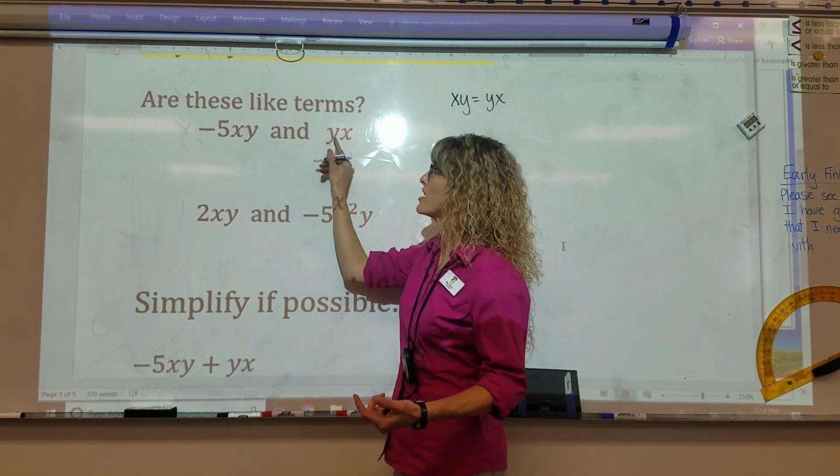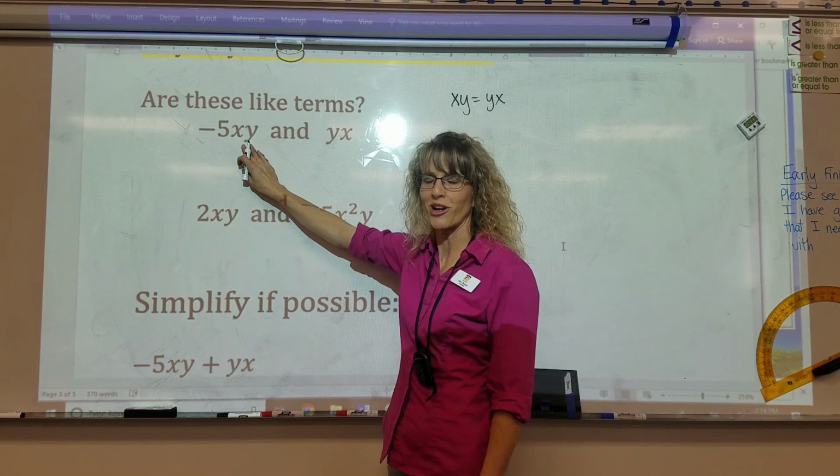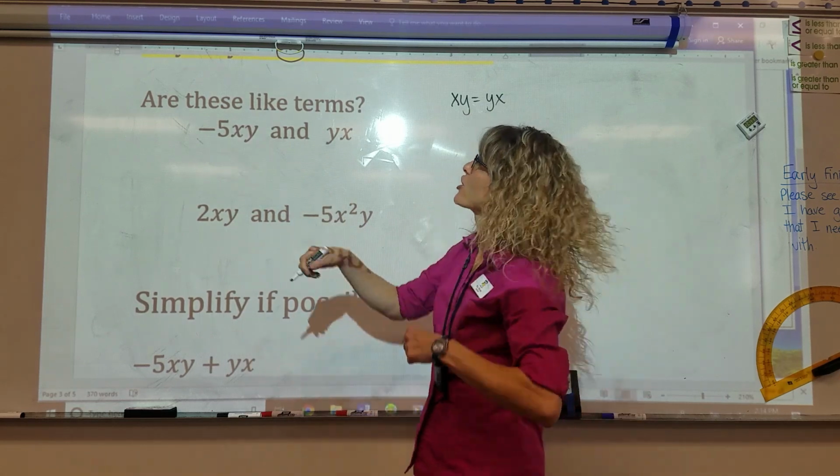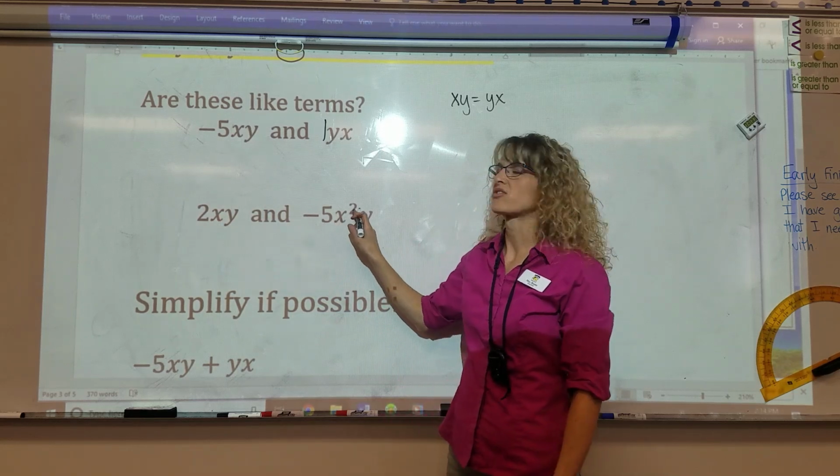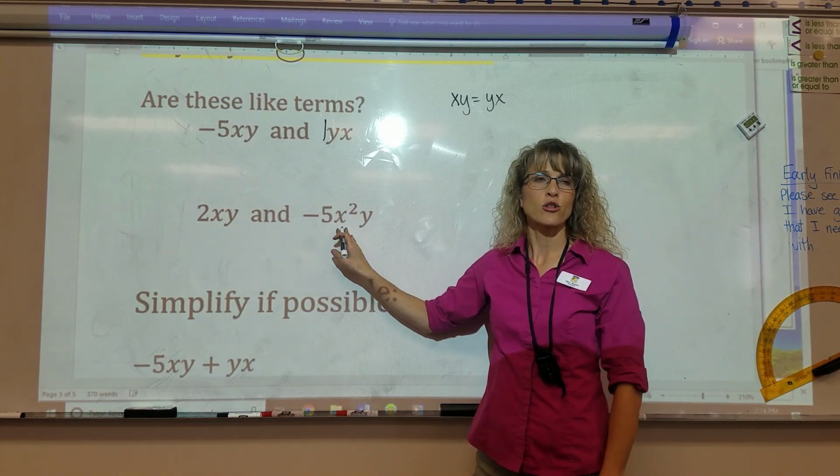X and y. So these are like terms. What are they? Get ready? Like terms. The coefficient in front we talked about is 1. X and x squared. Are these like terms? Nod yes or no.